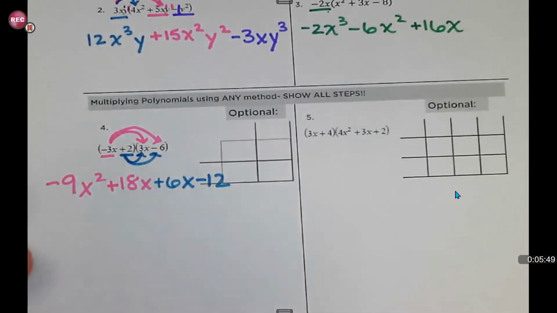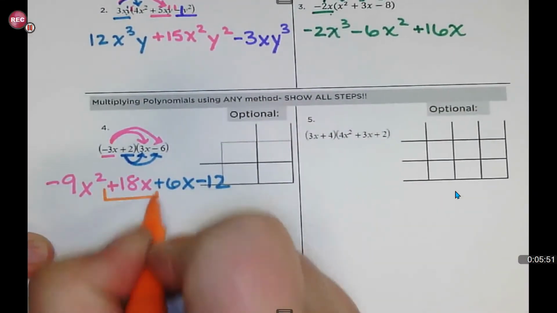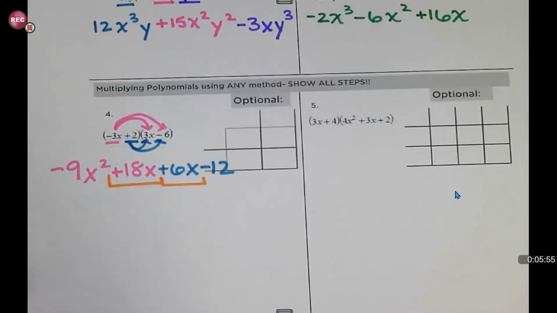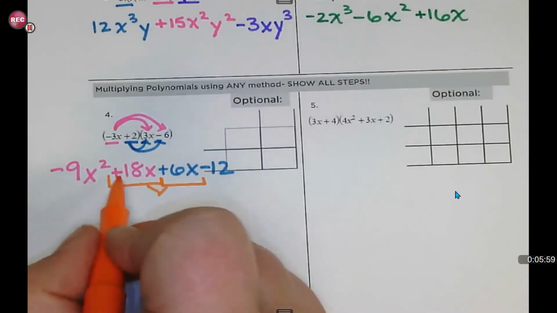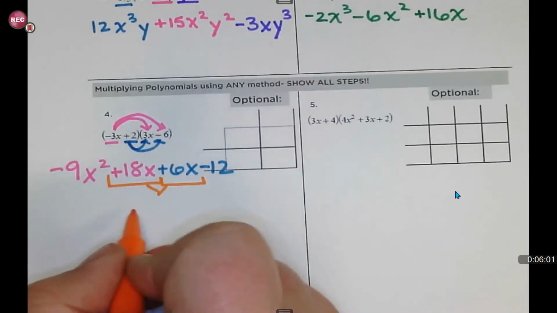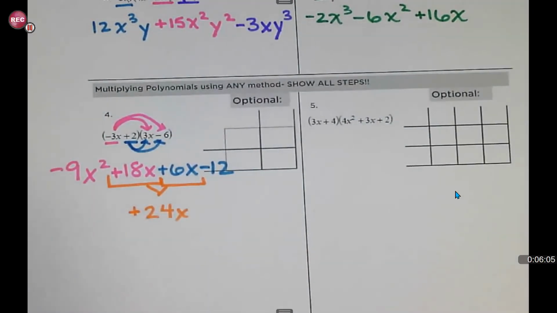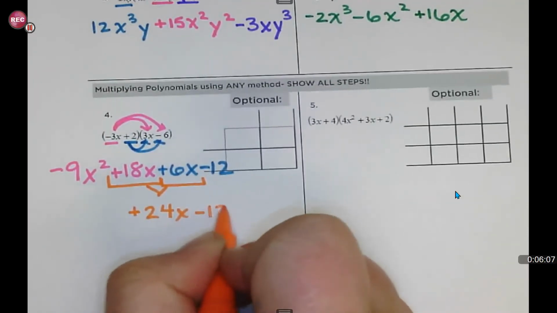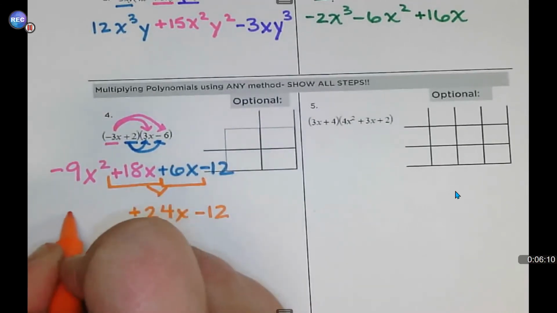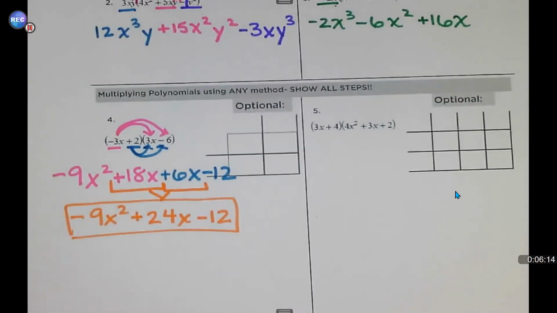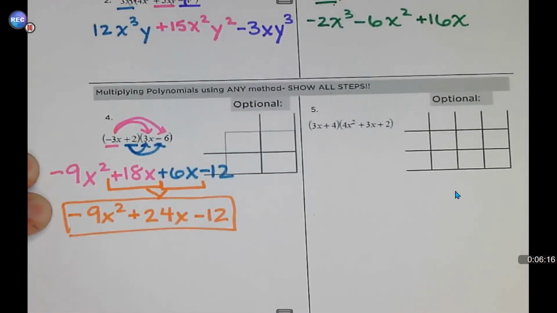but then I'm not done, because if there's like terms, I combine them. So notice I have an 18x and a 6x. Those are the exact same variables with the exact same exponents. I can bring those together. 18 plus 6 is positive 24x. And then you can just bring everything else down. Minus 12 and bring down the negative 9x squared. Again, not a ton of work, but there is 2 steps.